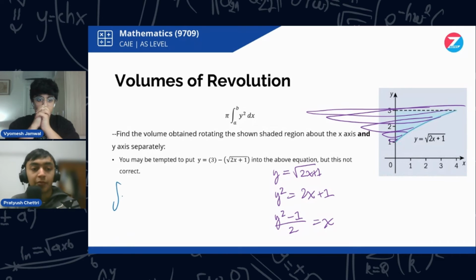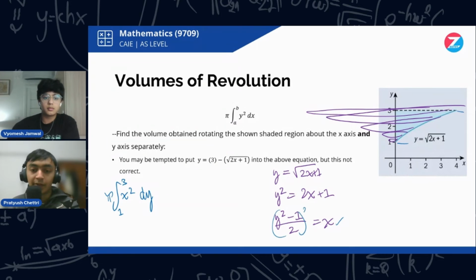And now I'm going to do pi times the integral of x squared dy. Remember, I've just flipped x and y. My bounds go from 1 to 3 along the y-axis. If this is my x, then x squared is this squared. So x squared is equal to (y power 4 minus 2y squared plus 1) by 4. I just squared the 2 at the bottom.